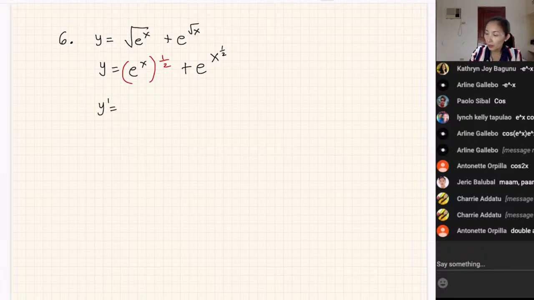Y prime will be equal to, the first term takes the form u raised to n, so we have to apply our generalized power rule. We bring down the exponent 1/2, so it will be 1/2 times e raised to x raised to negative 1/2 times the derivative of e raised to x.